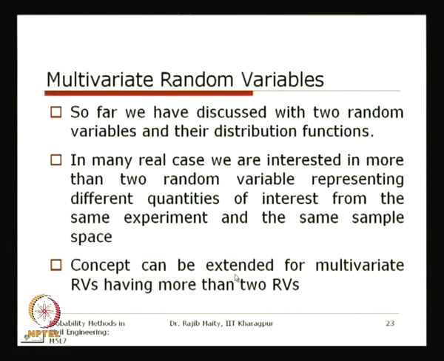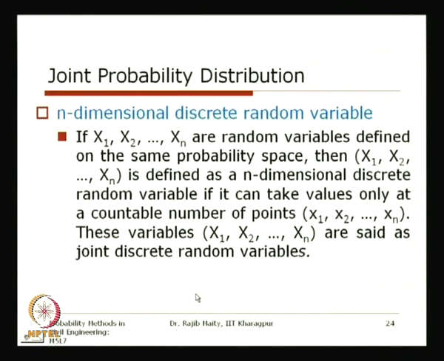So now, the concept that we have discussed for the bivariate case can be extended to multivariate random variables as well, having more than 2 random variables. Let us discuss these things in the context of the general framework, that is, n dimensional discrete random variables. This is n dimensional, which means there are n random variables, the n-tuple, that we have to consider jointly, and these are discrete random variables.